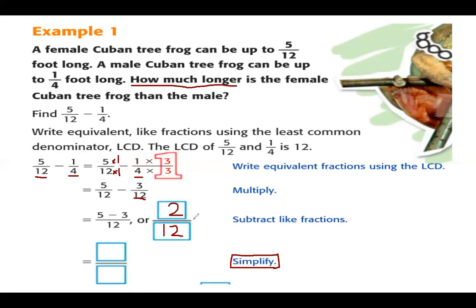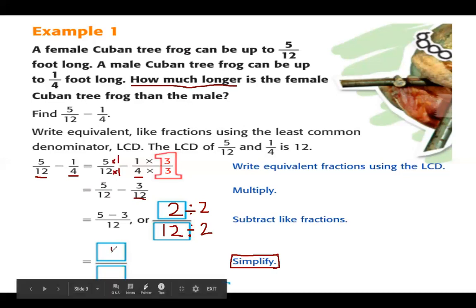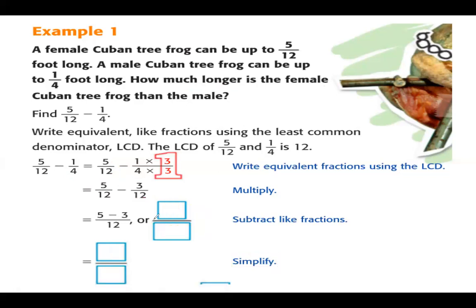2 and 12 are both even numbers. Even numbers can always be simplified by dividing them by what? 2. All even numbers can be divided by 2. So when you have 2 even numbers, that means they can both be divided by 2. So 2 divided by 2 gives me 1, and 12 divided by 2 gives me 6. So 2/12 was not the wrong answer, but if you got that as your final answer, you just weren't done. You had to simplify. It's a very important thing you need to know how to do in math, is how to simplify. So we divided them both by 2 and ended up with 1/6 as our final answer.